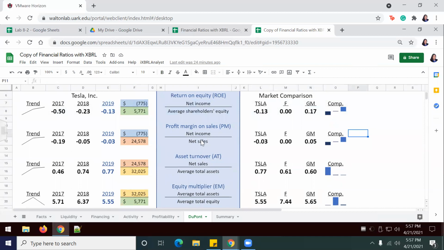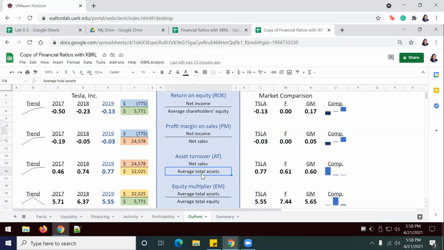Profit margin of sales. Once again, this is net income over their sales. You definitely want net income to be over sales. Once again, we have Tesla in the negatives, although it is improving. We have to give them credit. It is still a negative number. Ford is kind of breaking even there, and General Motors is doing slightly above. So General Motors is winning in this race. Not that it's a race, but yeah.